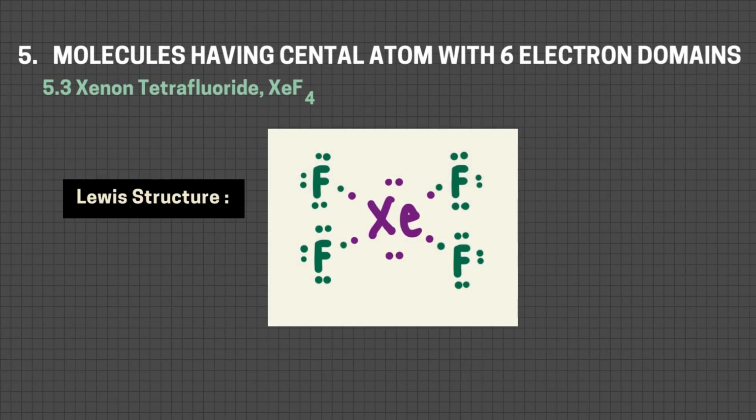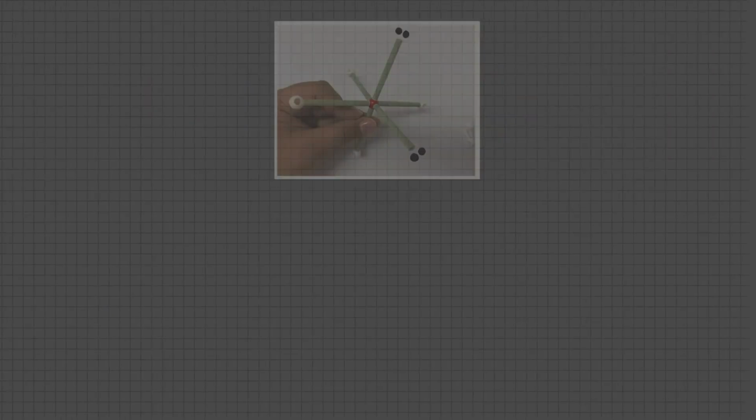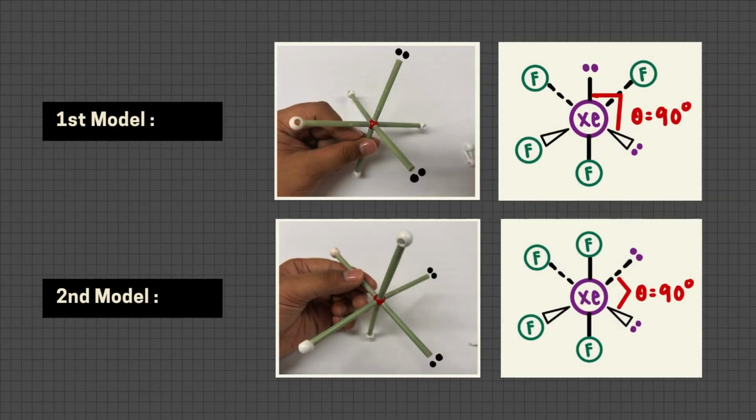Another molecule that we can build, which has a central atom with 6 electron domains, is xenon tetrafluoride, which carries the chemical formula XeF4. The Lewis structure is as follows. Xenon tetrafluoride has 2 lone pairs. We have built 2 models.